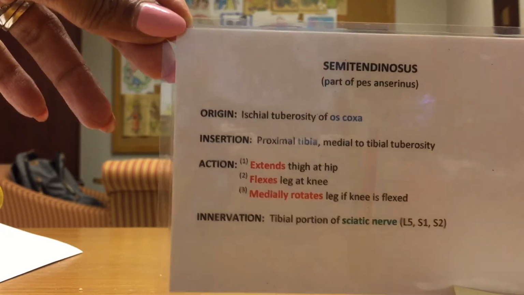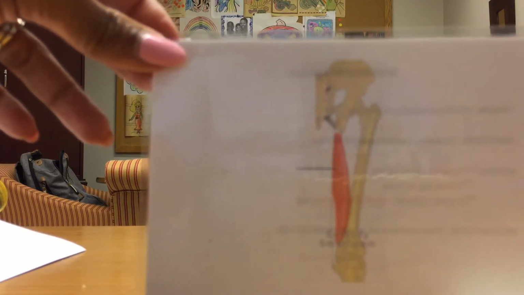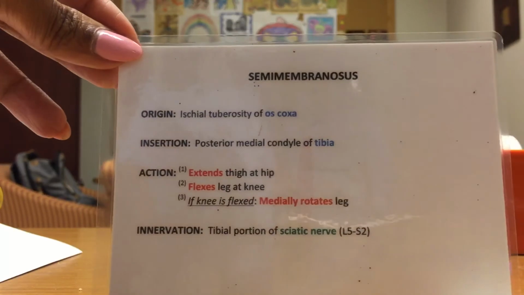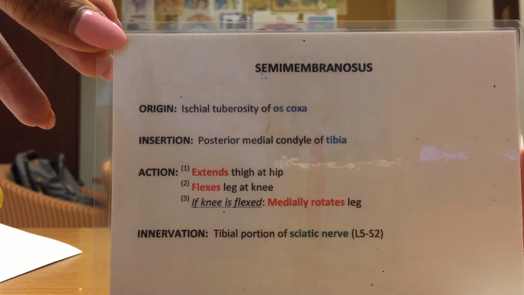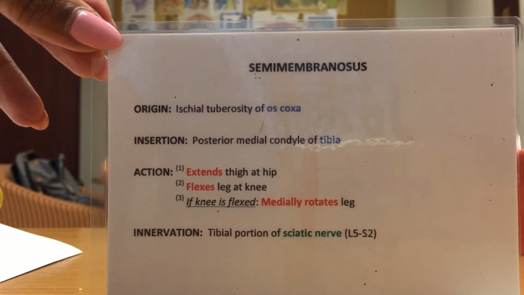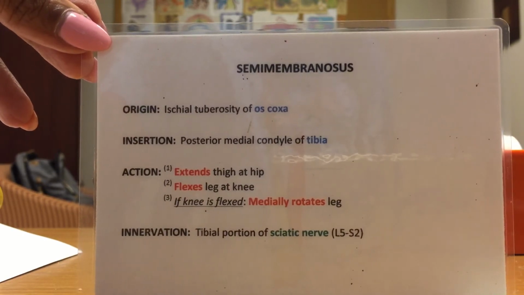Now, last muscle is going to be the semimembranosus. Okay. The origin of the semimembranosus, the same as all the other 2 muscles of the hamstring group, the ischial tuberosity of os coxa. The insertion is the posterior medial condyle of tibia.